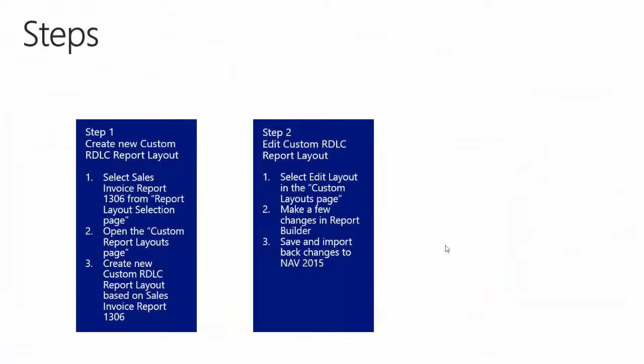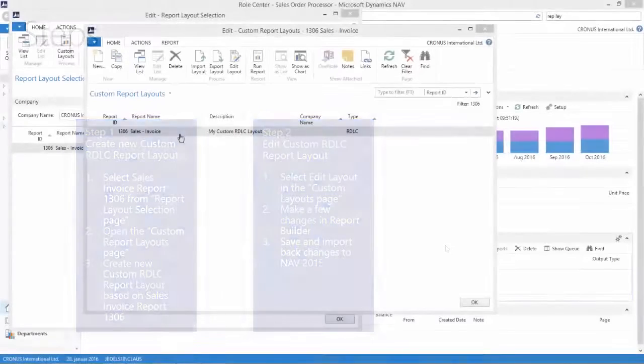Step number 2, edit custom RDLC report layout. We're going to select the edit layout, then we're going to make a few changes in report builder, and then we're going to save our changes and import them back into NAV 2015.